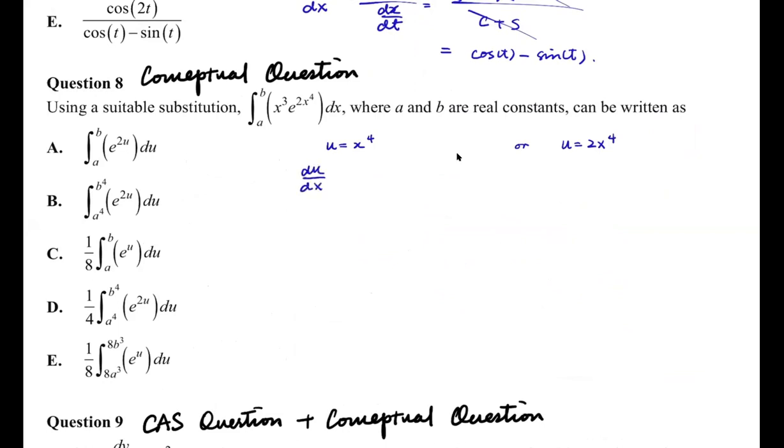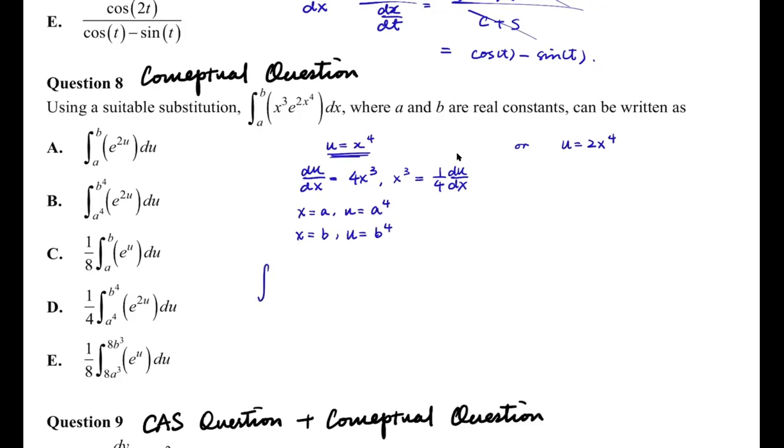du/dx equals 4x to the power of 3. So x to the power of 3 is 1/4 du/dx. Now, once you have performed the change of variable, you also need to change the terminals. x equals a gives you u equals a to the power of 4. When x equals b, your u value will be b to the power of 4, coming from here.